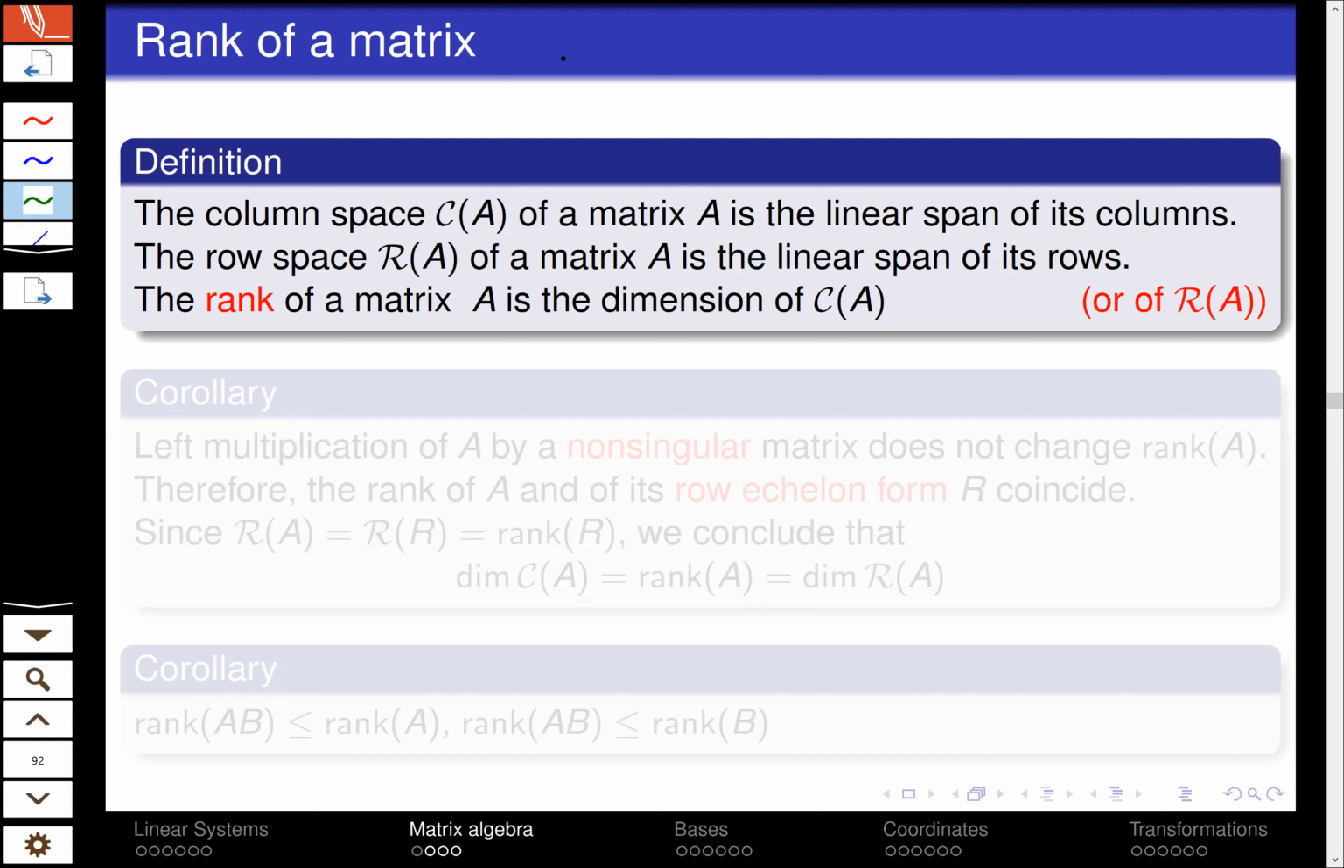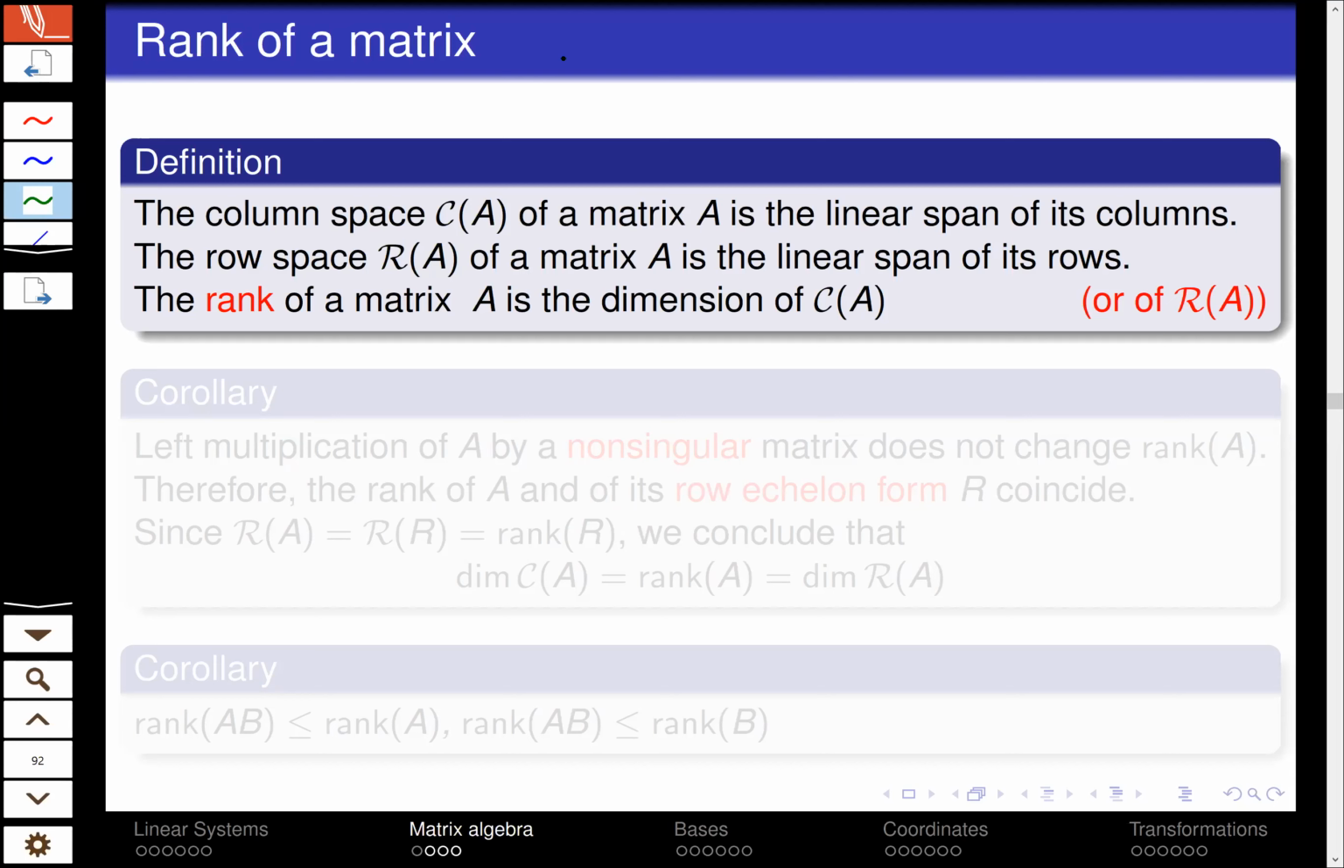Okay, so here comes the real definition of the rank of a matrix. First, we introduce the notion of a column space. We already mentioned it. It's just the linear span of all columns. And we already know that this column space is precisely the set of all vectors of the form AX. That's a very interesting, very important observation, which we'll use very intensively tomorrow when we discuss least squares solutions to a system.